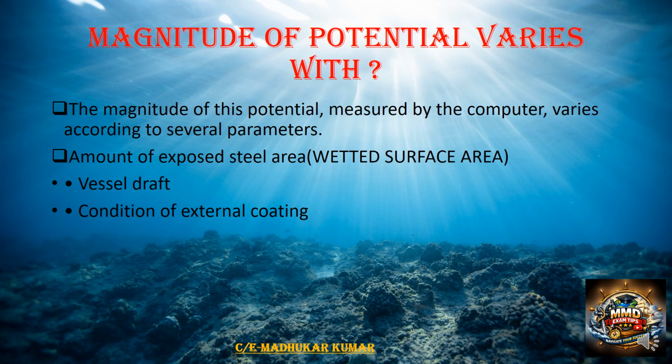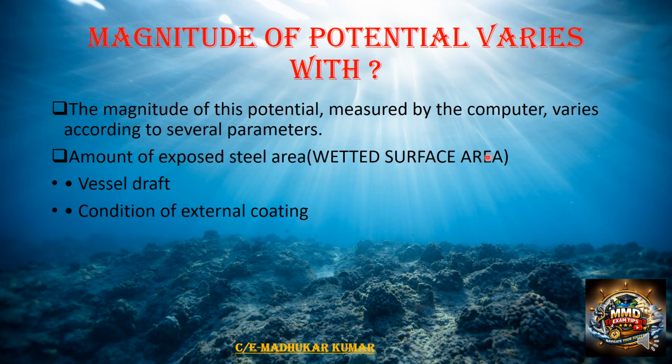The magnitude of the potential varies. So how does hull potential vary? That is also a very important point of consideration when we are discussing the ICCP part. So here you can see how it is measured, and it is basically measured directly. The amount is sent to the computer and it varies according to such parameters. The first parameter is the amount of exposed steel area, that is your wetted surface area.